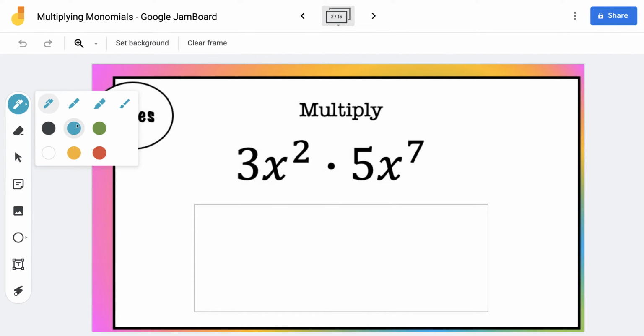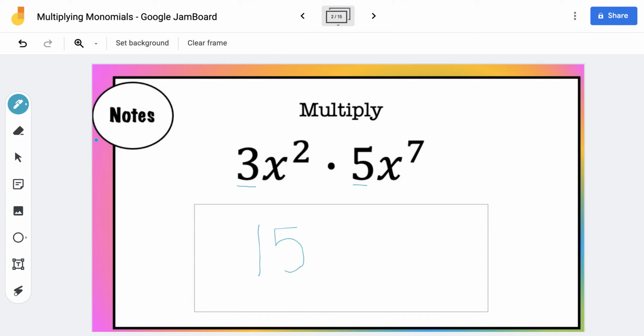All right, and the way you can do this problem is first you want to multiply the coefficients. So let's first underline the coefficients. The coefficients we have are 3 and also 5. So 3 times 5 will give us 15. So 15 is going to be the first part.